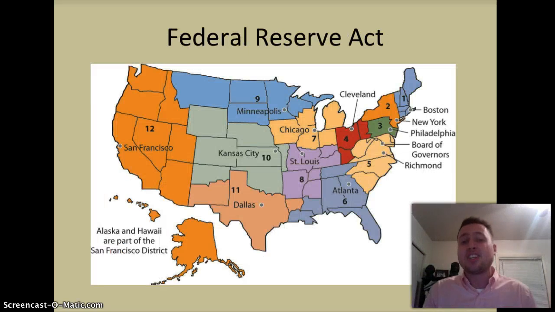Federal Reserve Act called for national supervision over the banking system. This will fail us later with the Great Depression, but for now we have federal inspection over the banking system, the Federal Reserve Act, and banks had to keep a reserve, hence the name, of their deposits in these banks.